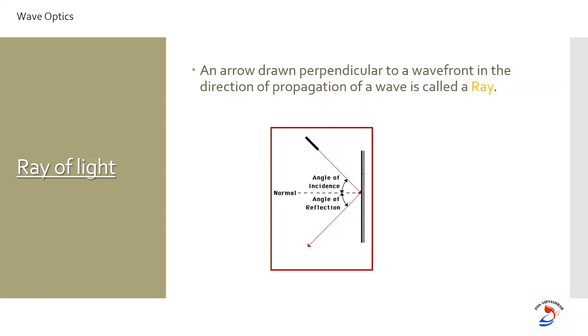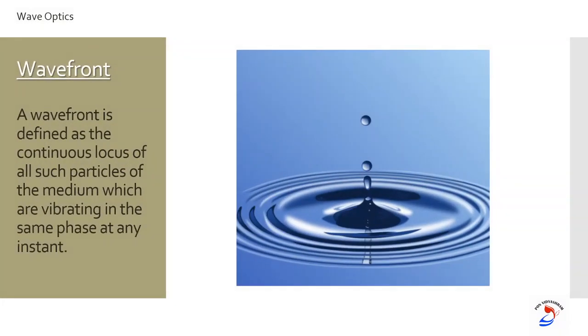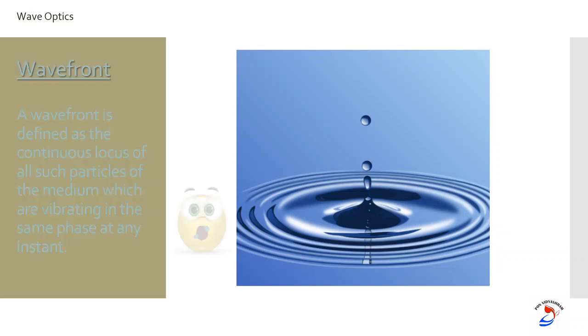Okay, now in this definition, there's a new word, wavefront. What is a wavefront? Why is the ray perpendicular to the wavefront? Let's see what's a wavefront. Now wavefront is defined as the continuous locus of all such particles of the medium which are vibrating in the same phase at any instant. This diagram right now shows you what is a wavefront.